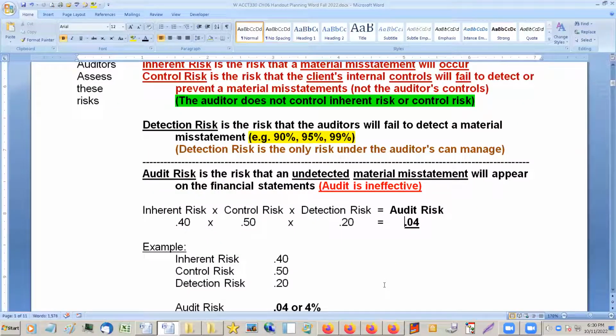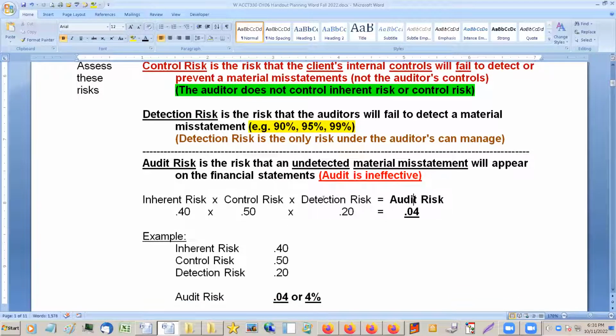However, it is possible that you can adjust your risk depending on what the inherent risk and the control risk is. So, for example, let's say that you wanted to have 4% risk, right? And so you said, okay, we want audit risk to be 4%. It is possible. Now, the only thing you can control is this one.